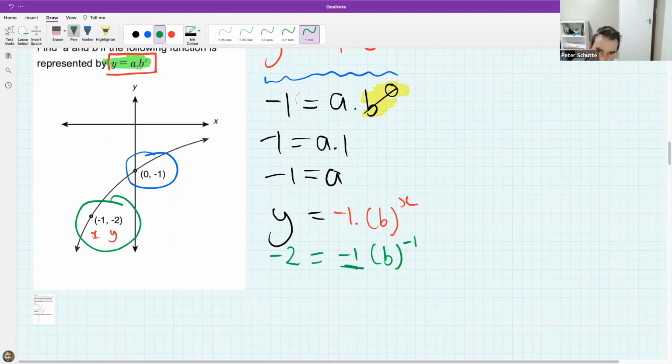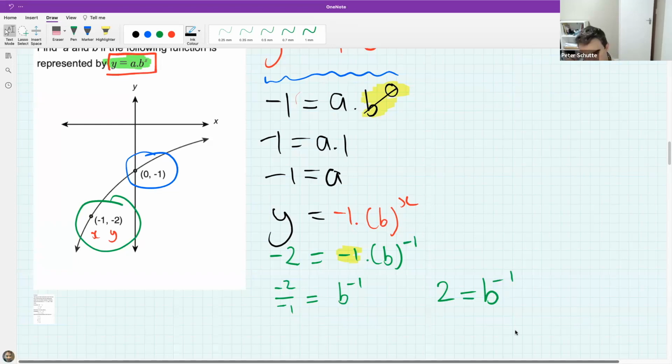Can I move this? I think I could move this thing to the other side. Like, at the moment, this is being multiplied. So then if I bring it to the other side, I should get that. So I've got 2 equals b to the minus 1. But now this is still a bit sneaky, because I want to know what b is.